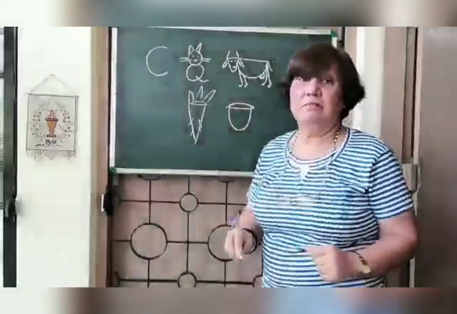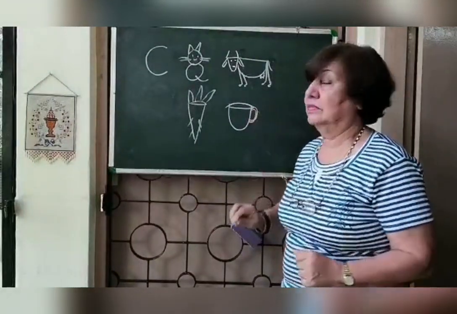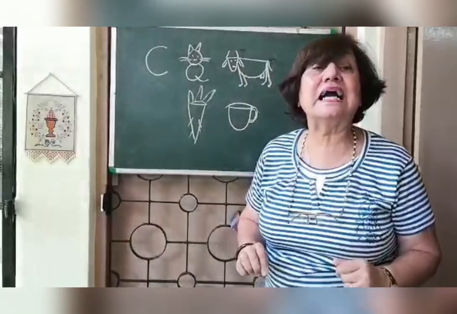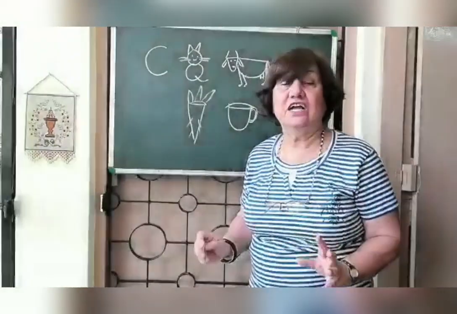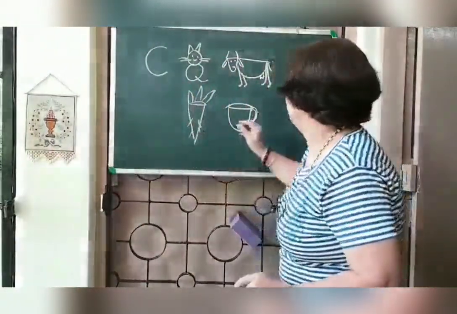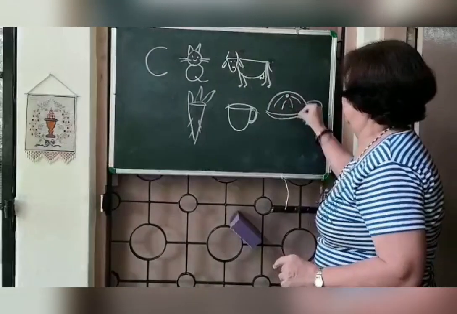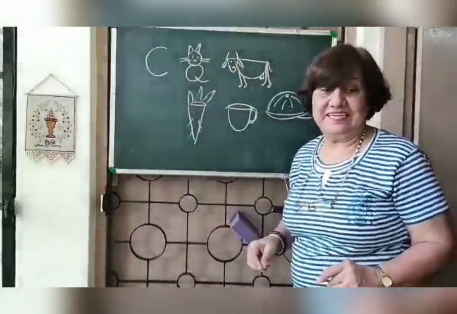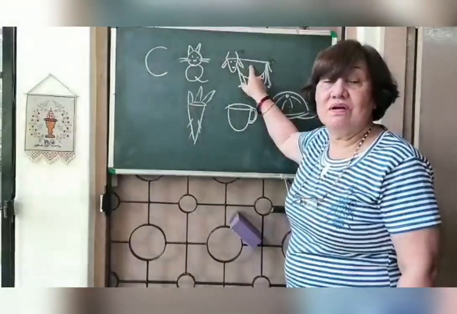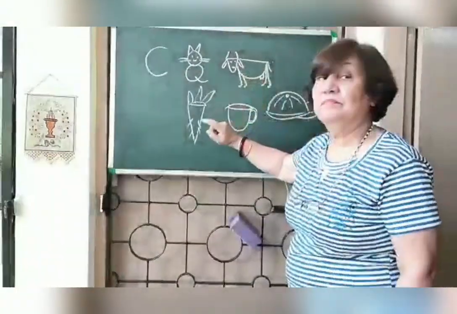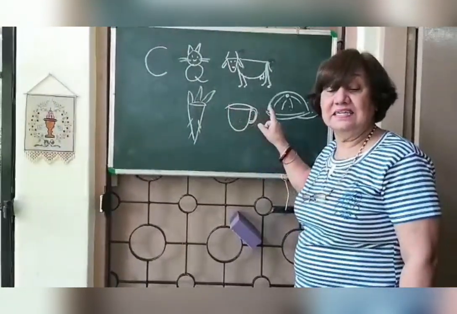In the morning, before you go to school, mommy gives you milk in this. K. Cup. C. K. Cup. And on a hot sunny day, you wear it on your head. What would you call this? C. K. Cap. Yes. So we've learned C. K. Cat. C. K. Cow. A camel, carrot, cup, and cap.